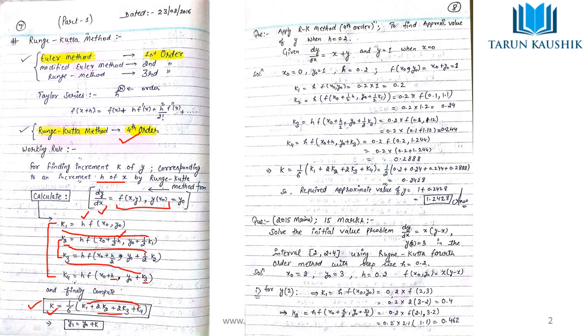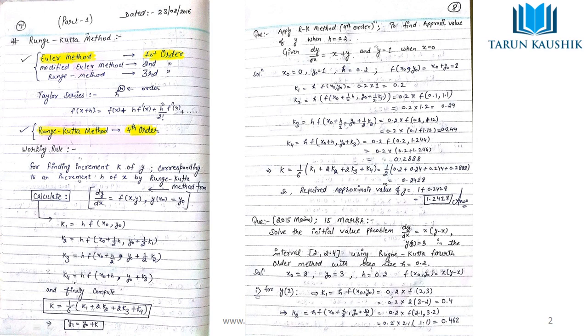When you add this k to the initial value of y, you get the final, or approximate, value of y at some specific point of x. So we will see this Runge Kutta method with an example.